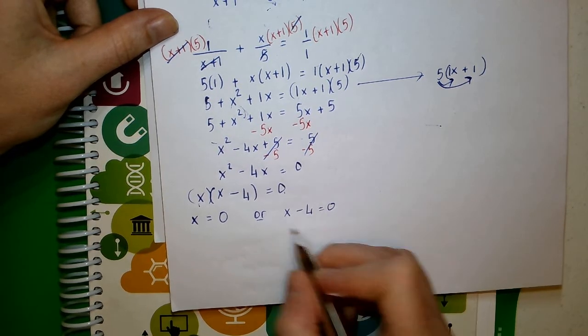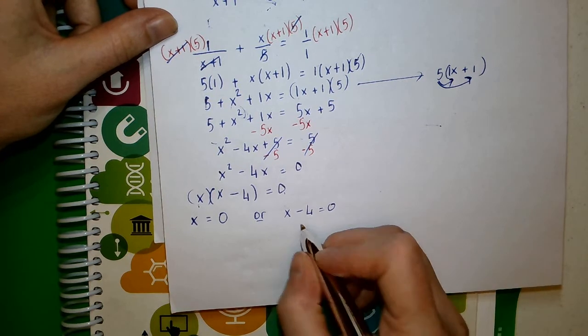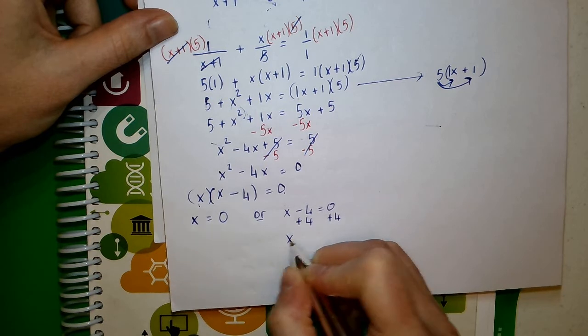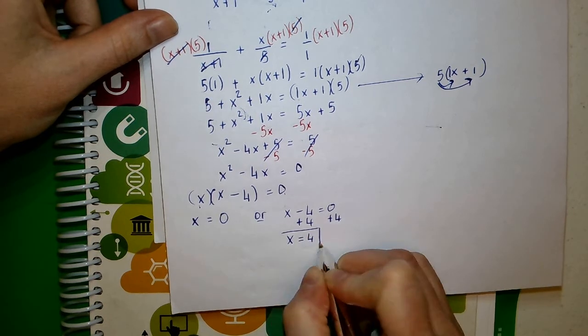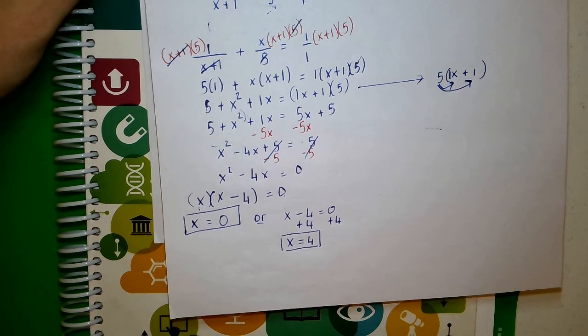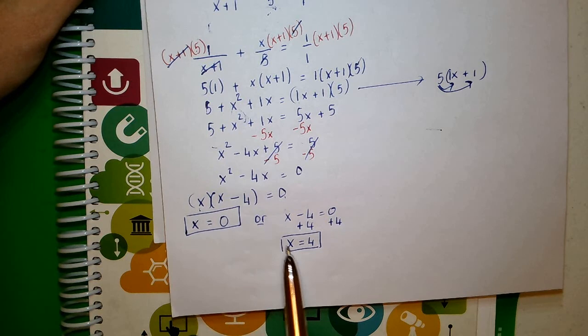And as you can see, this is not quite solved yet, as it's not in the form x equals a number. So we're going to add 4 to both sides to actually find our answer. So x equals 4. In this case, because it's a quadratic, we have two answers, so two possible values for x that satisfy this equation: x equals 0 or x equals 4.